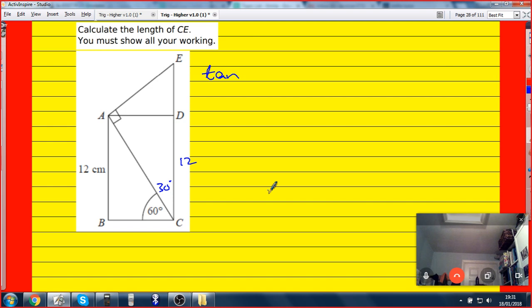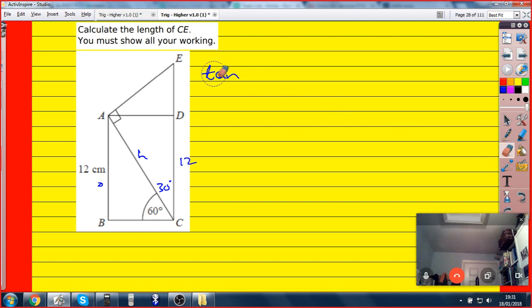Right. Okay, so H is the AC line. Mm-hmm. So you want to find that, and then the 12 is the O. Yeah. So you would do sine.